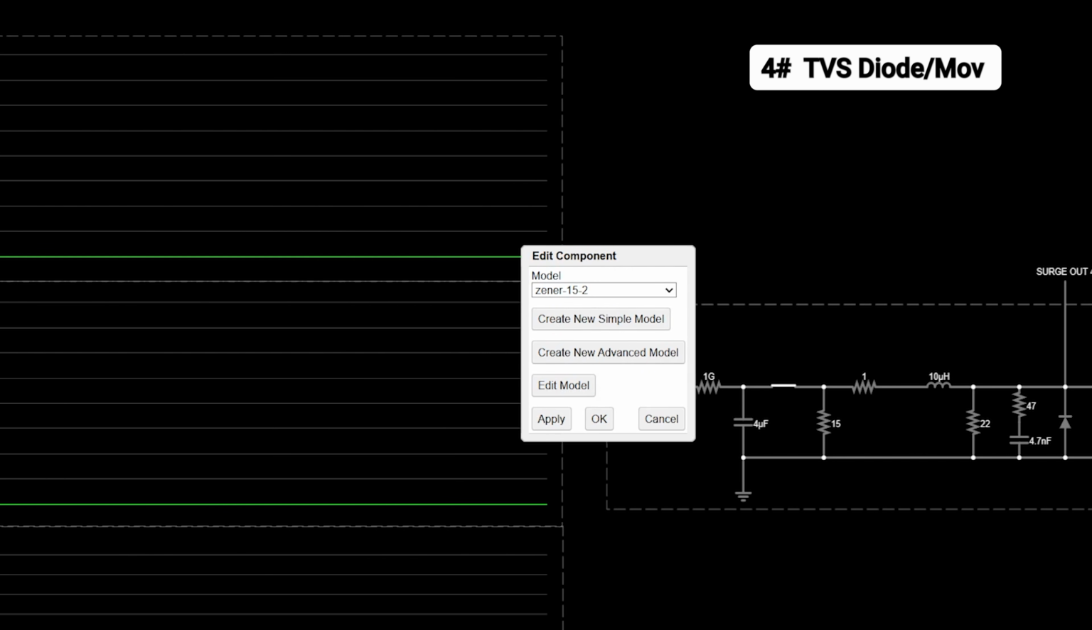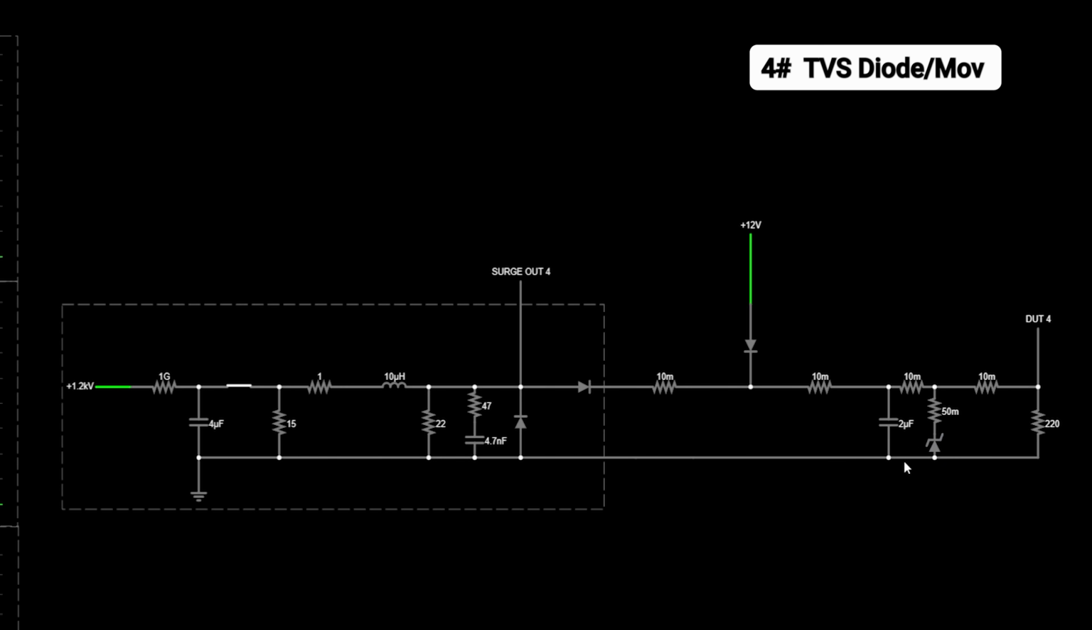So this TVS diode is rated at a 15 volt breakdown. So once 15 volts is applied on this node, it will start to conduct. I have a 50 milliohm resistor to help simulate the dynamic resistance across here. And that clamping voltage will be higher than that 15 volts. That's really important. So just because it starts conducting at 15 volts, it's not going to limit it to 15.